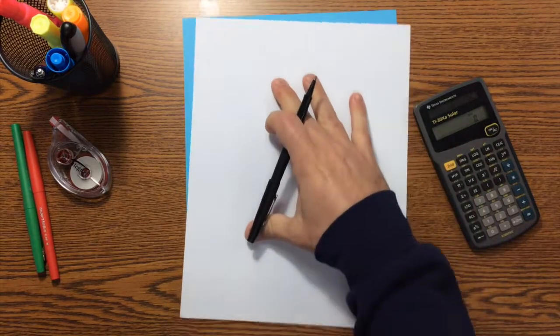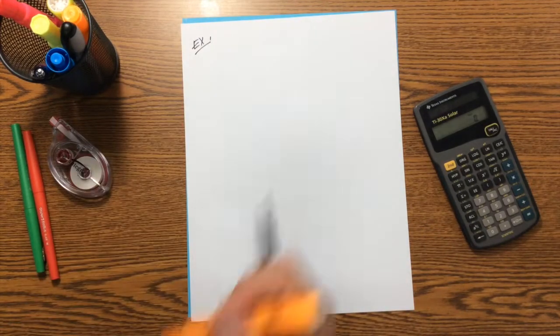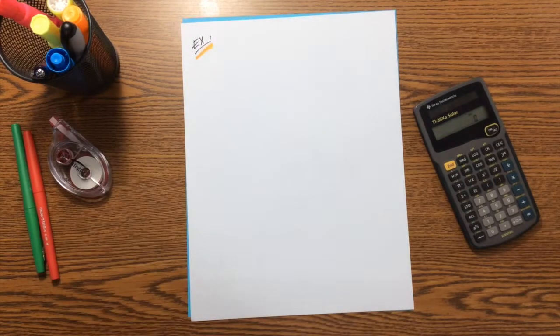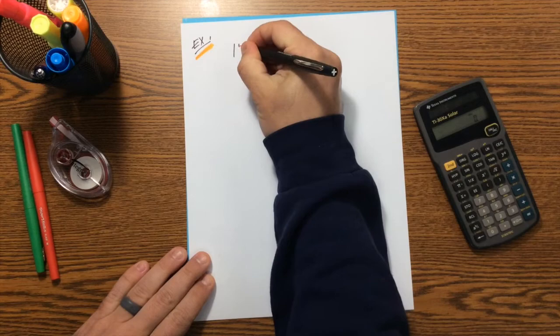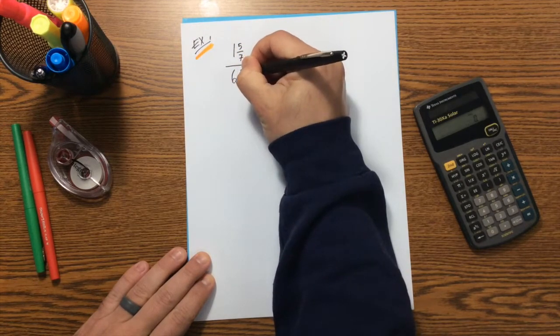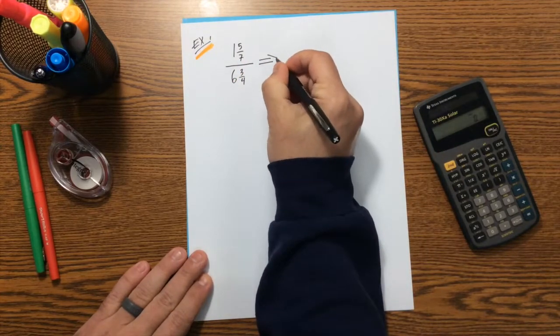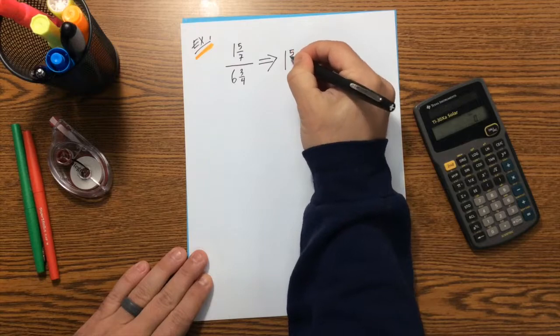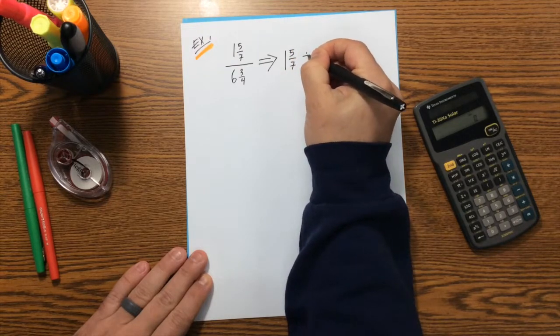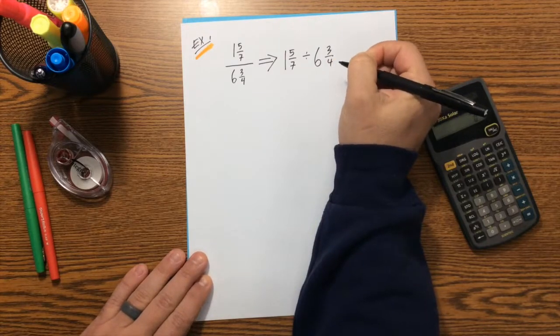Okay, let's go ahead and take another look at a different example. Now again, it's not harder. It just has a few more steps to it. We've got 1 5/7 divided by 6 3/4. Now we're going to go ahead and rewrite this just to make it a little bit easier for you. That's 1 5/7 divided by 6 3/4.